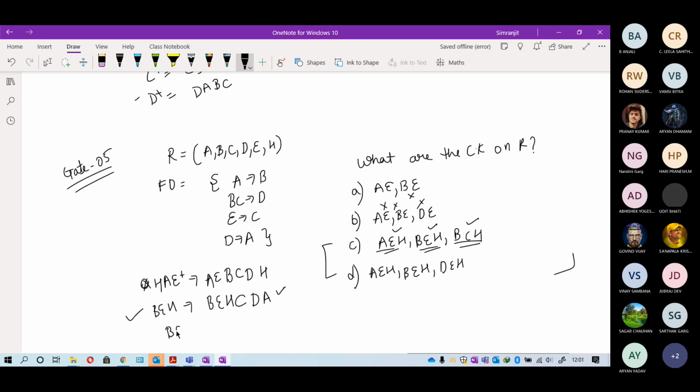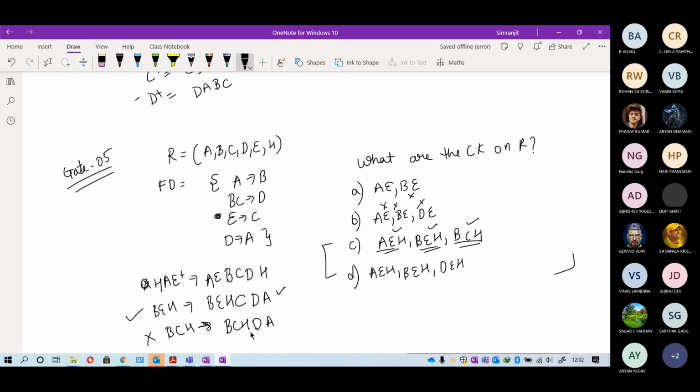Now check for BCH. Write BCH and then check. From BC you can get a D, from D you can get a A. Any other combination I cannot get a BC, you can get a D. I think one is remaining. Already B is there, BC, D is there. E, I don't get a E here. Okay, yeah, I'm not able to get E from anywhere, so it is not a key here.